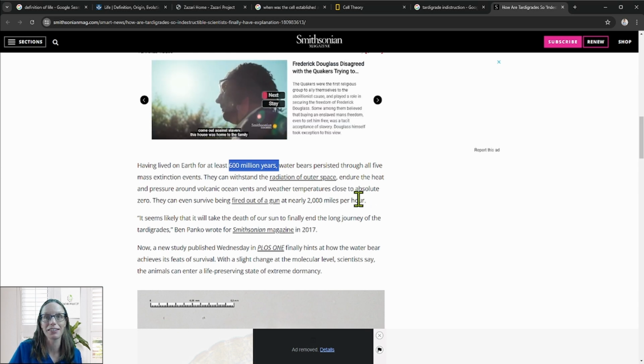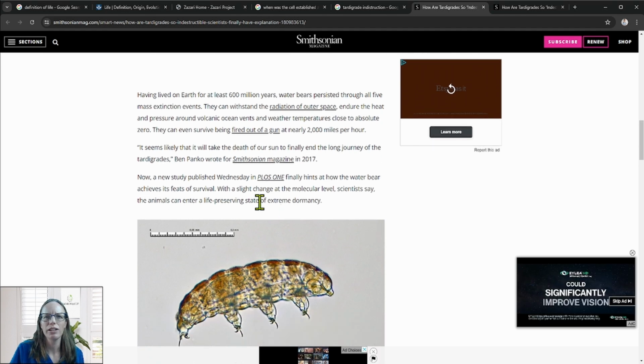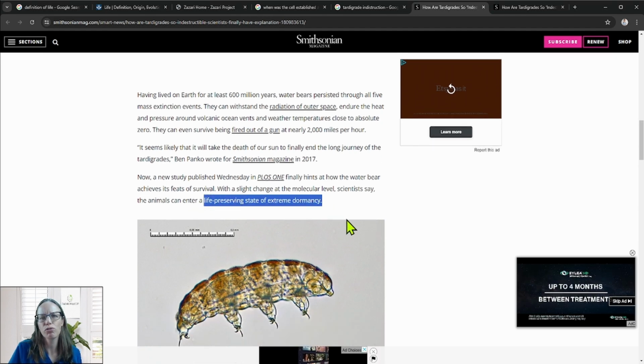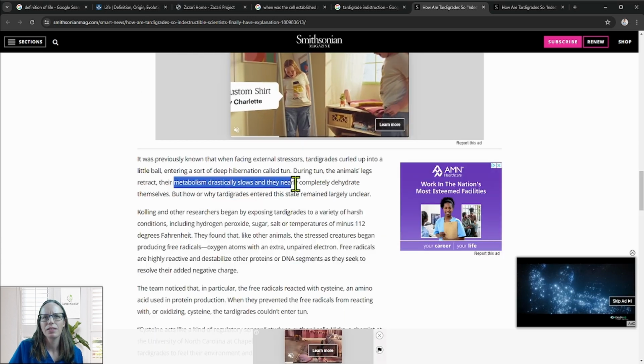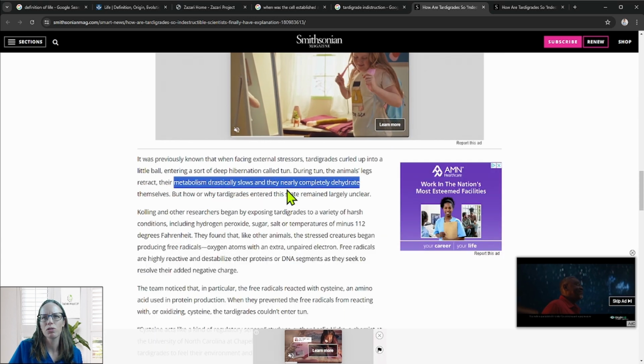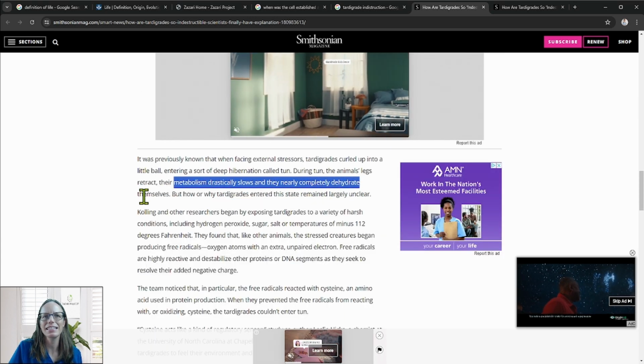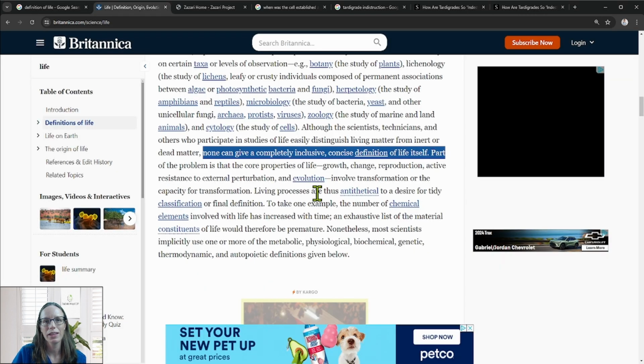Somebody got very creative. The important point here is that tardigrades can enter this life-preserving state of extreme dormancy. Their metabolism drastically slows and they nearly completely dehydrate themselves. Wherever we think there are rules of life, life is breaking them.